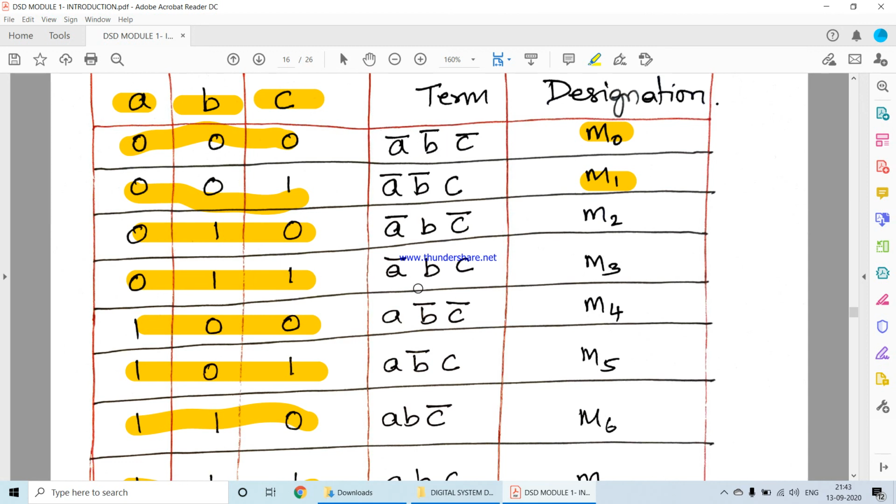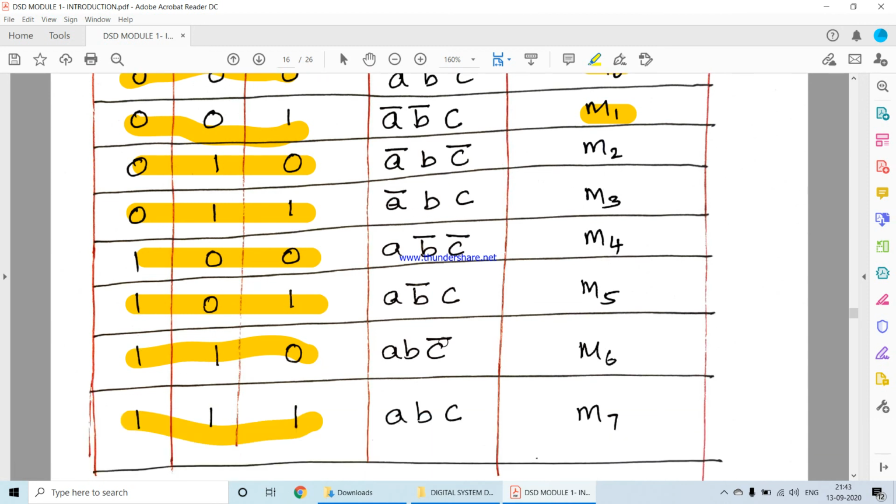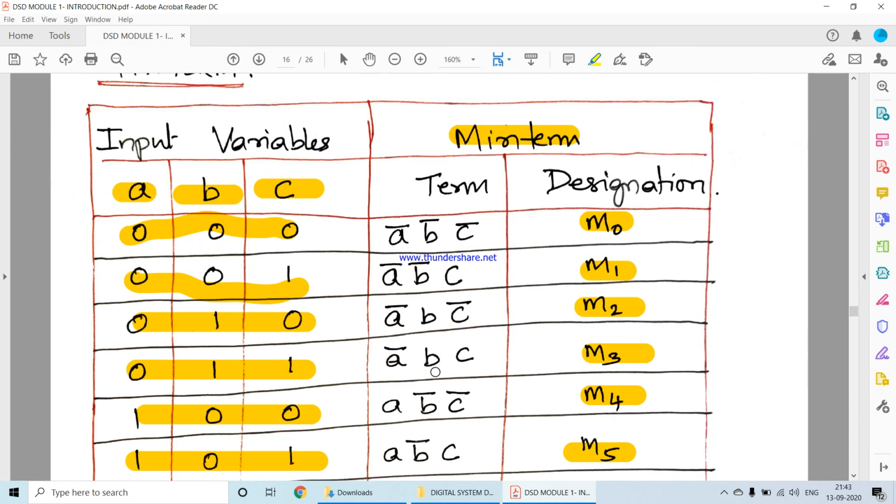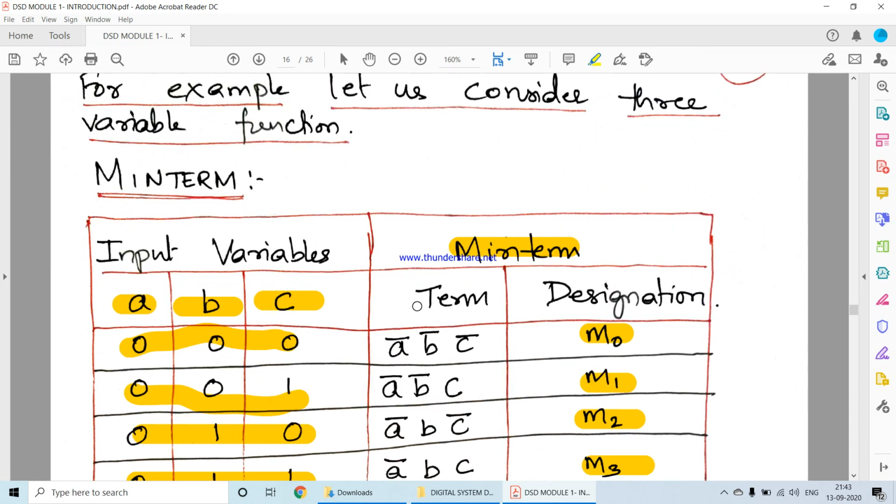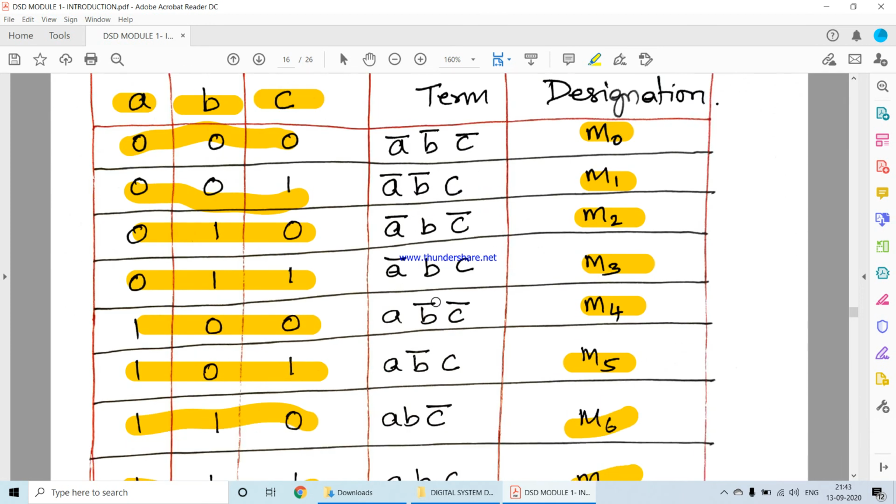Now 011 is A bar B C. 100 is A B bar C bar. 101 is A B bar C. 110 is A B C bar. Meanwhile, m1, m2 for 010, m3 for 011. This 1, 2, 3 says the decimal value of this binary value. m4 is for 100, m5 is for 101. Similarly, A B C bar is for 110. Therefore m6 is 110, A B C bar, and m7 is 111, A B C. So I hope now you realized how to write a min term expression.